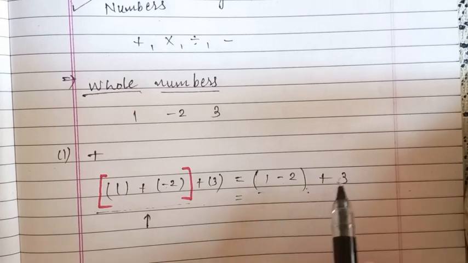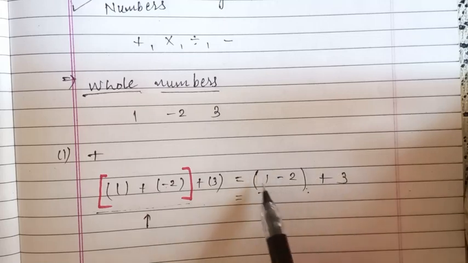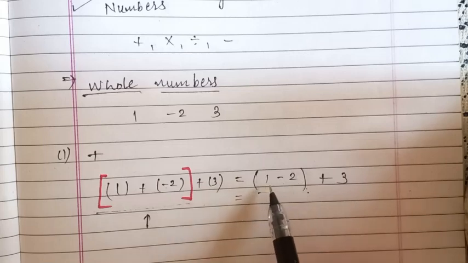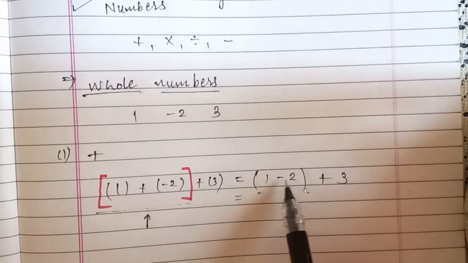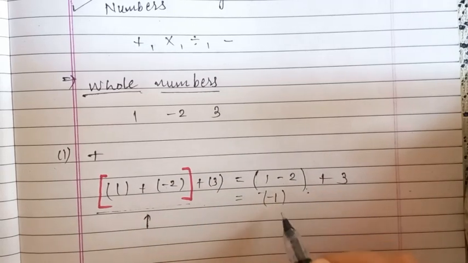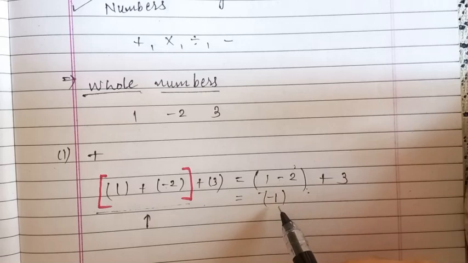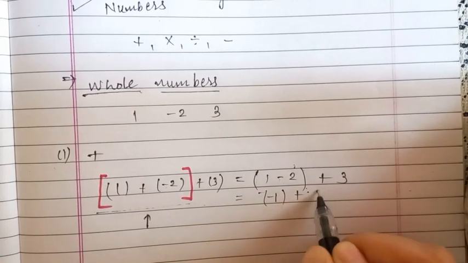I get this answer, and further I move. Whenever we have two numbers, one positive, one negative, we do subtraction, and the sign of the answer will depend on the sign of the bigger number. So subtract the small number from the bigger number. 2 minus 1 is 1, but the answer will be minus. Why? Because the bigger digit is 2, and 2 has a minus sign. So the answer is negative. Then plus 3.